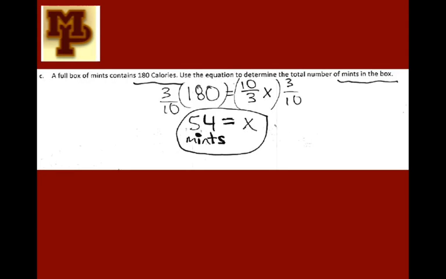The next one ties into this. It says, what if you have 180 calories? Then that means you should put the 180 in for the calories on the left-hand side, and then solve for x. And you can do that by multiplying by 3/10. So if you multiply by 3/10, you can see the 3's cancel out, the 10's cancel out. You'll just have x. And then on the left-hand side, 10 goes into 180 18 times, and then times 3. So 54 mints is what would give you that number of calories.